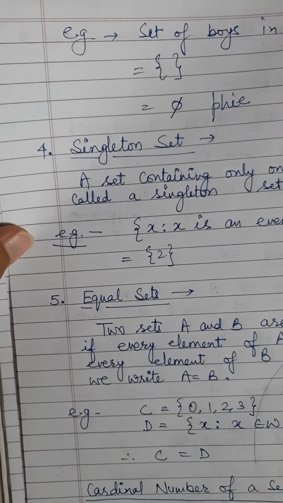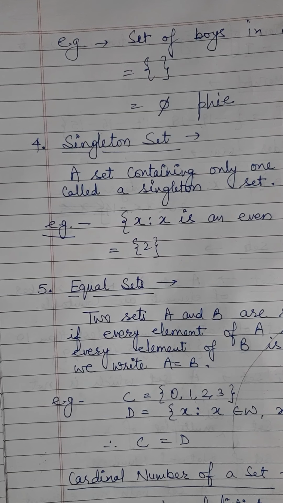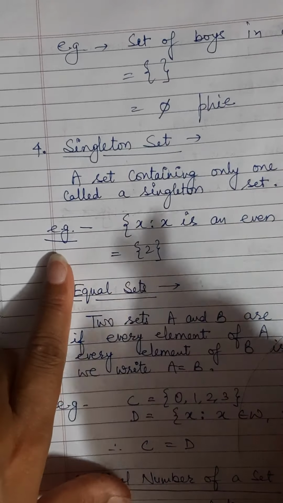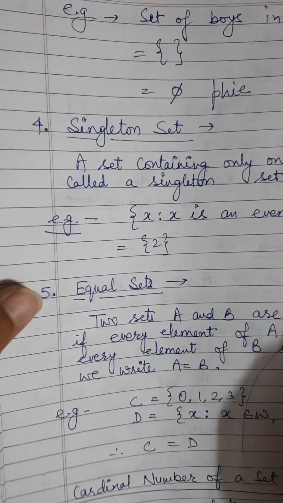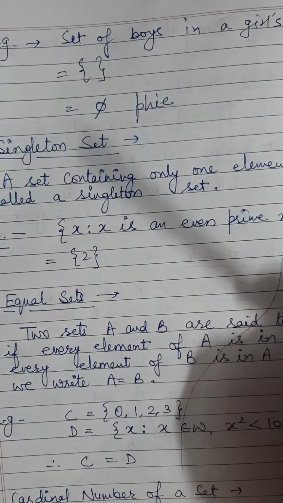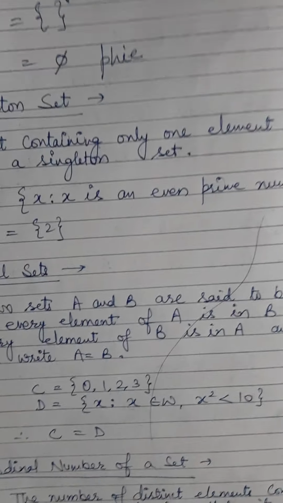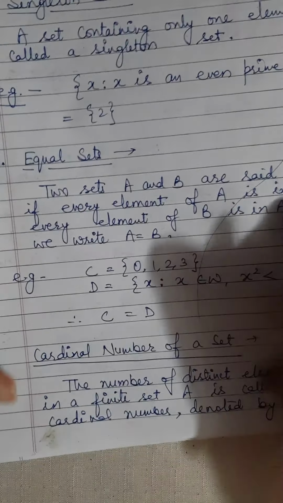Now the fourth type is singleton set. A singleton set is a set which contains only one element. If there is only one element, then that type of set is called a singleton set, right? And the example is x such that x is an even prime number. We all know that the prime number which is even is 2 only, right? Any other even number is not prime. So this is called a singleton set.